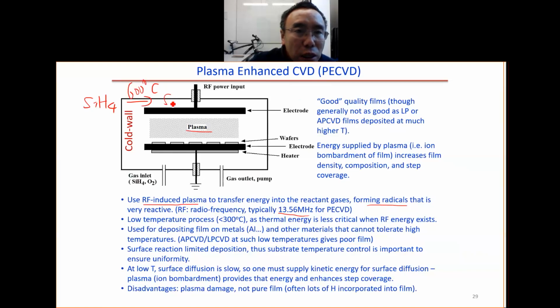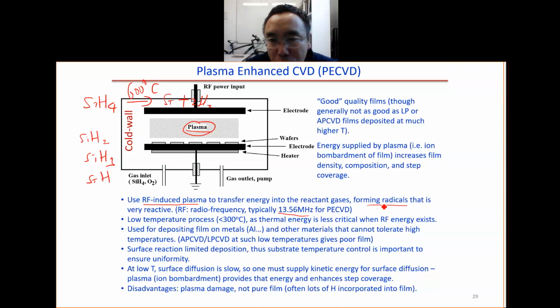For instance, silane needs 600 degrees to decompose. But when we have the plasma, it will form things like SiH2, SiH3, or SiH. Those are called free radicals, and they are very reactive. This will help to form the film.